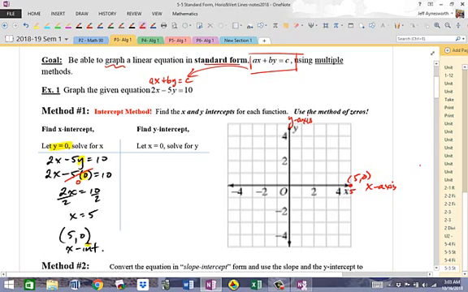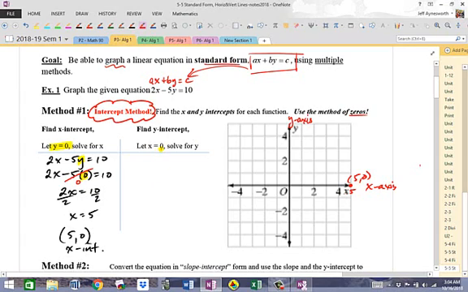So that's the x-intercept, the method of finding zeros or using zeros. Substitute 0 in for y, solve for x. You always substitute 0 in for one variable and solve for the other one. It's that easy to remember. It's called the intercept method. Why? Because you're finding intercepts. I just found one, the x-intercept.